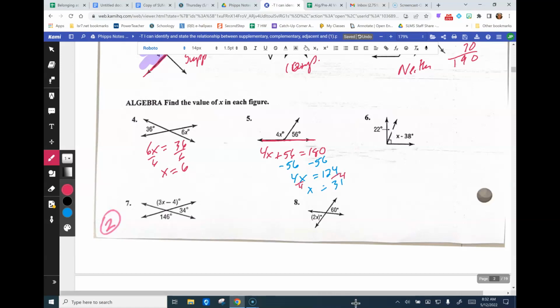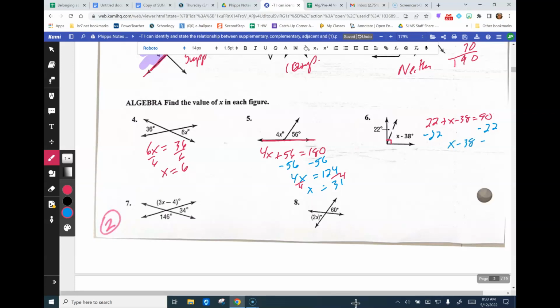Okay, look at number 6. And the big clue here is this symbol right there. That symbol means I'm a right angle. So if it's a right angle, these add to 90 degrees. So 22 plus x minus 38 is equal to 90. And again, you could have started off by subtracting 22 from 90 and then write that equation. But it doesn't really matter because we're still going to get the same thing.